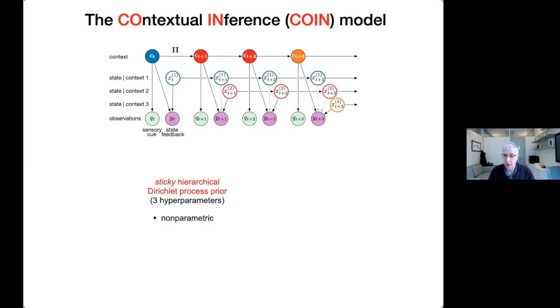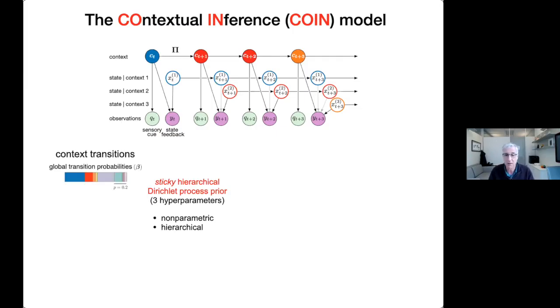So it's a non-parametric model, meaning that we don't have to specify how many contexts there are. The number of contexts can grow in a principled way with time. It's hierarchical, which means there's generalization of information between contexts. So it does nice generalization.